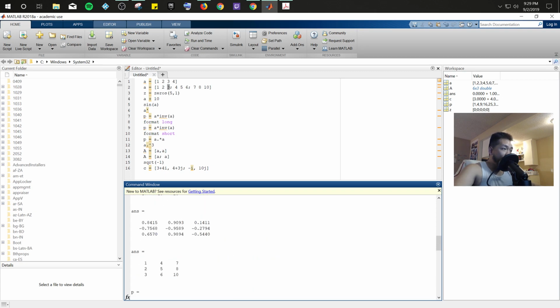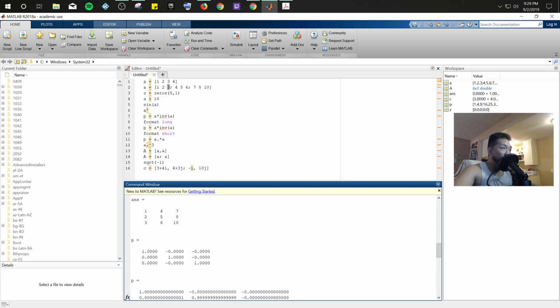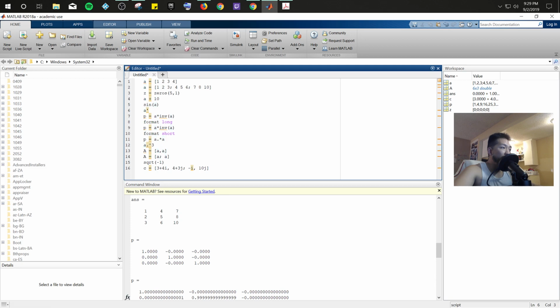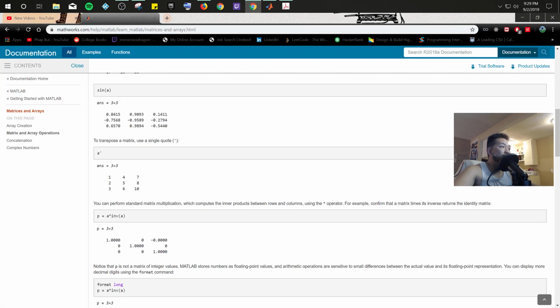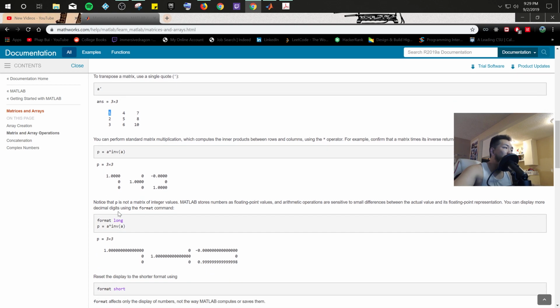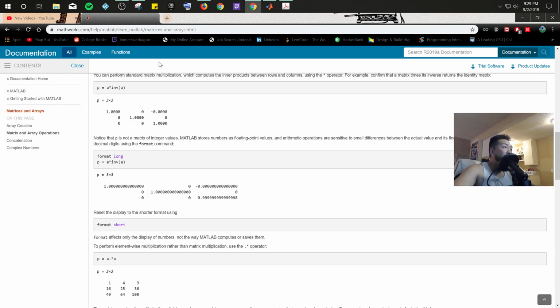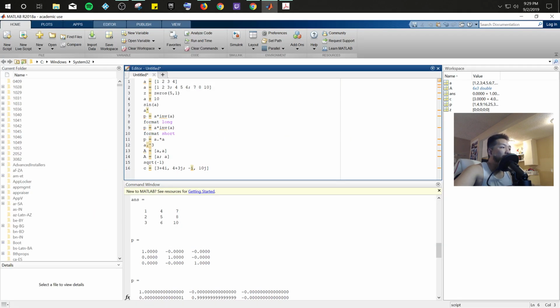Alright, let's go a little bit further. So we have the inverse of A. You know what's the inverse of A here? It shows you the transpose of the matrix, A with a single quote. And you can also have answer equal to 3 by 3, here's the 3 by 3. So P is equal to A times inverse of A. P is equal to 1, negative 0, negative 0, 0, 1, negative 0, 0, negative 0, 1.